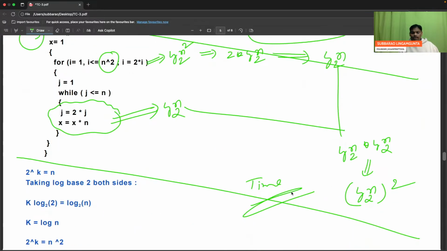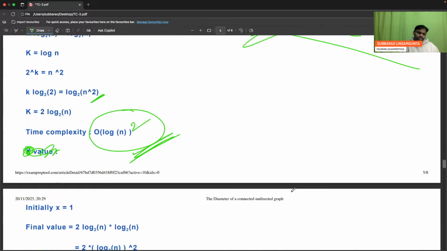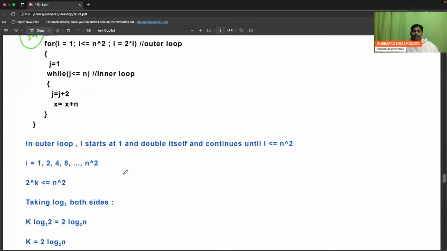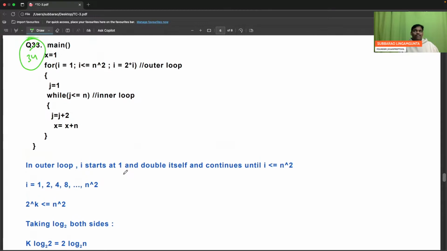Time complexity log n. There may be some more values he is asking, the x value, something like that. You can find out yourself. That is not the goal. Our goal here is finding the time complexity. The purpose of this class is time complexity finding. Right? Fine. Come here. Be careful.